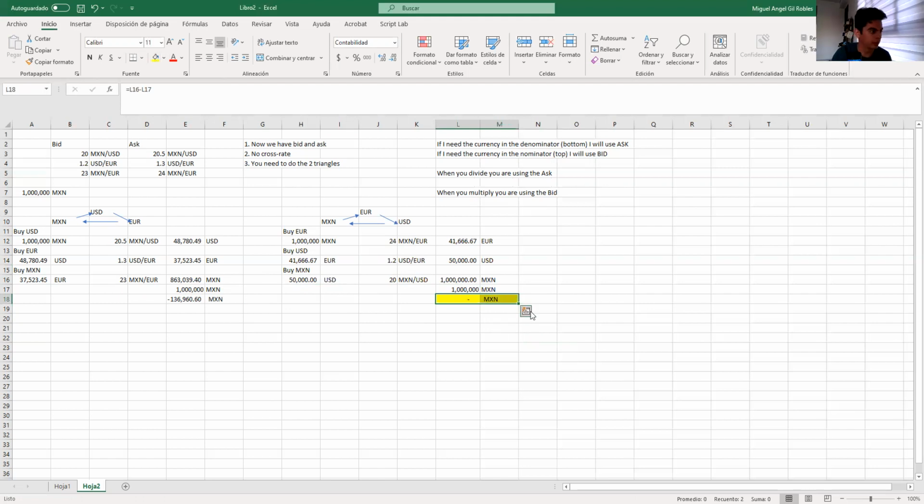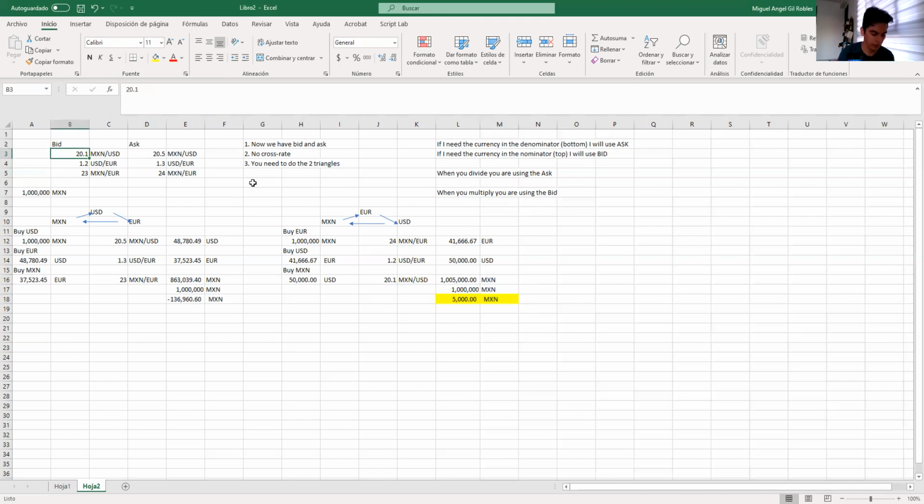That's a possible answer. So let me change some things in here. Imagine that you have 20.1, right? Still less than 20.5. So we are okay with the rule that bid is lower than ask. So if you have 20.1, you will make a profit, right? So this is profit, loss. If that is the case, you choose profit.